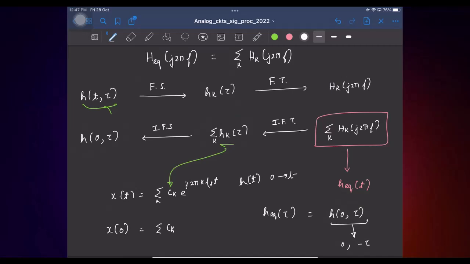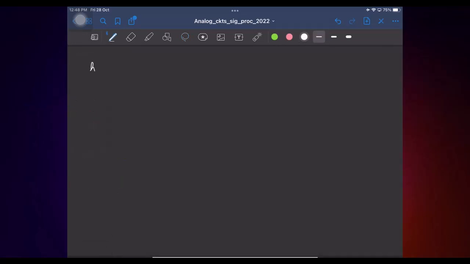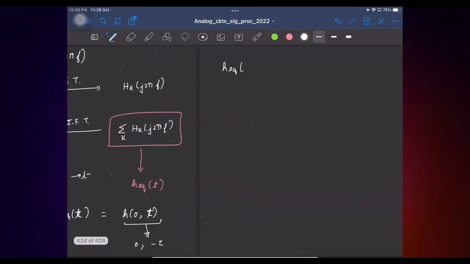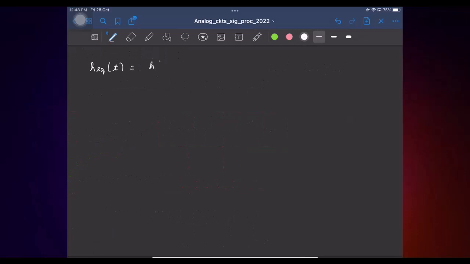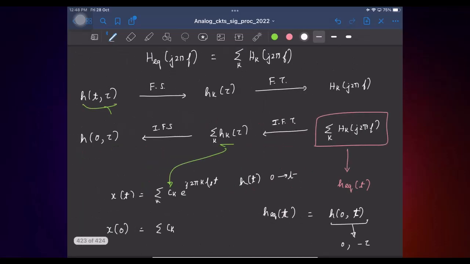So what is h equivalent of t? What should I do to get h equivalent of t? That's alright. Remember, t and tau are just our convenience, they are just variables. I can as well say tau comma t, and I will say tau is the time at which I observe the response. Just a change of variable. Cool. So what we have is h equivalent of t is h(0, t). Is that correct? Yeah. Cool.